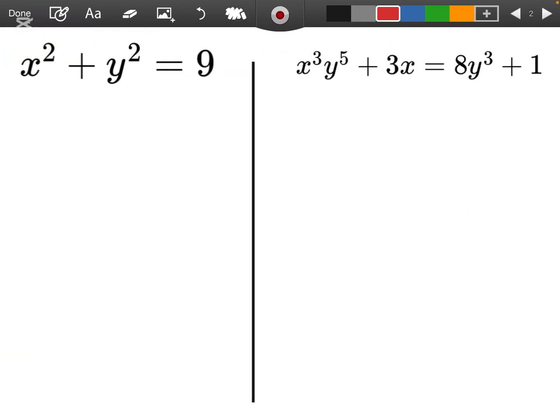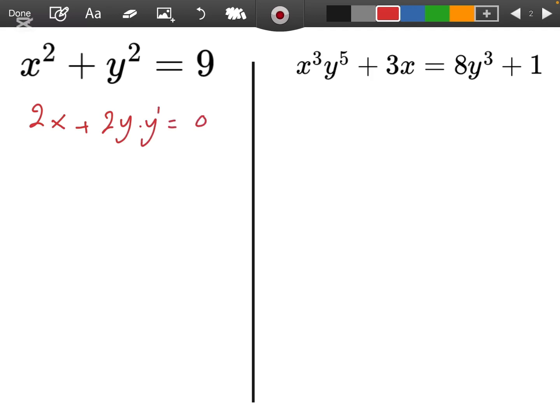For the first question, I'm going to do implicit. Sometimes implicit differentiation is better and easier because we're going to see some questions, like the second one, where it's not easy to isolate y. So in either case, I will apply implicit differentiation. Deriving both sides results in 2x plus 2y times y prime equal the derivative of 9, which is 0.